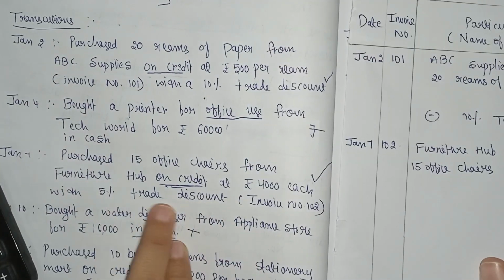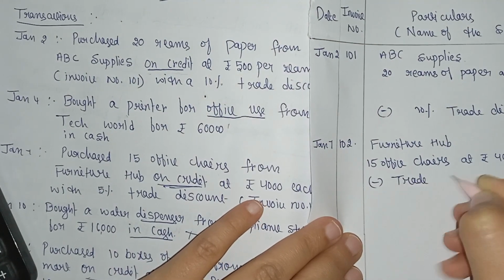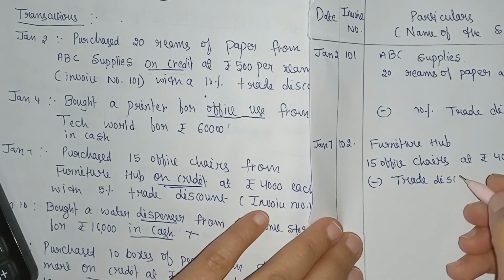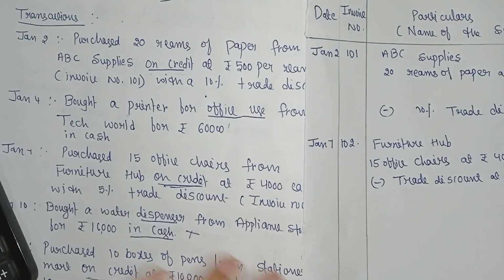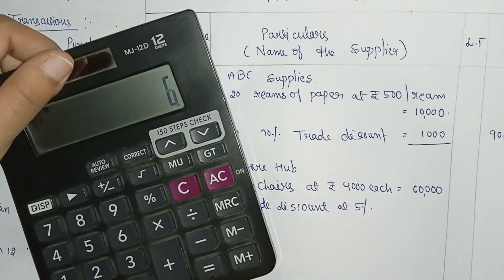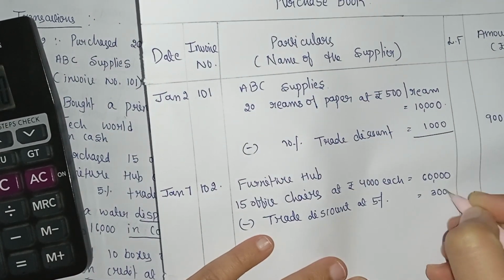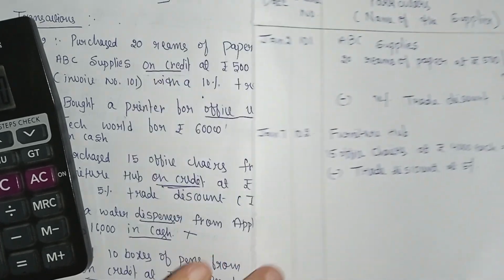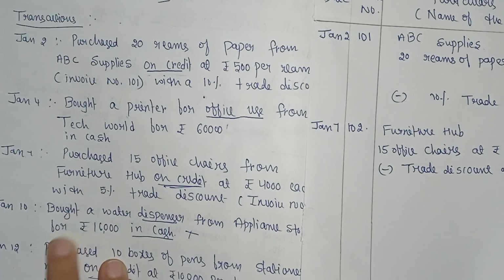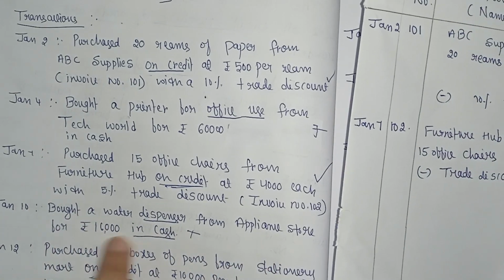Next one, trade discount 5%, less trade discount at 5%, means 60,000 into 5%, that is rupees 3,000. So our net amount is rupees 57,000. Next one, January 10th, bought a water dispenser from appliance store for rupees 16,000 in cash. It will not be included in the purchase book.